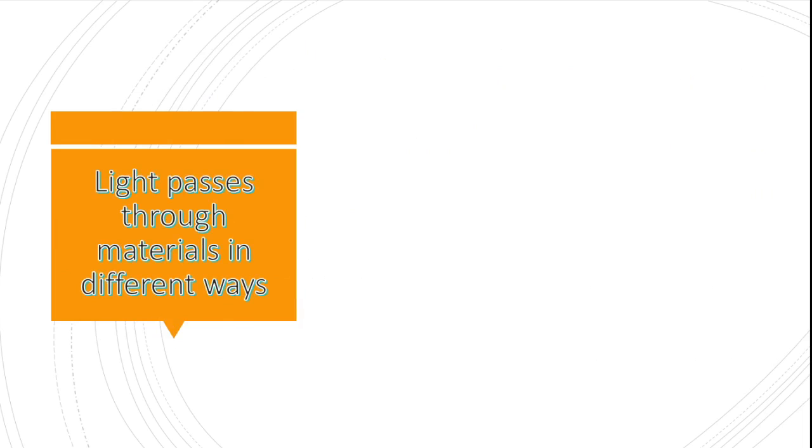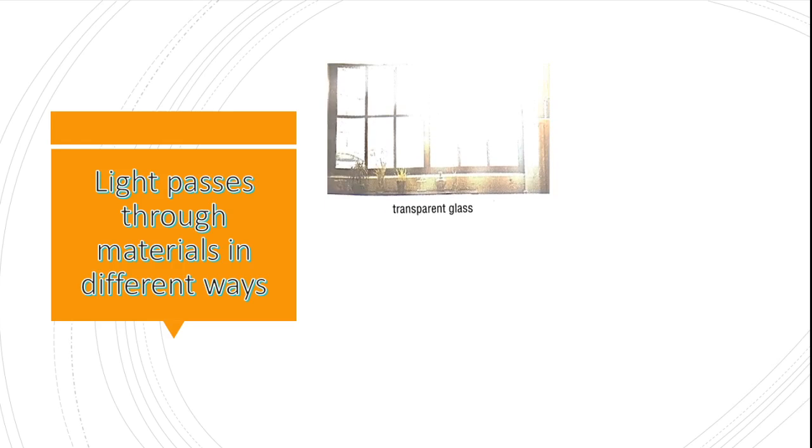Second, light passes through materials in different ways. How much light passes through an object is determined by the kind of material that the object is made of. First, we have transparent or clear materials. Common examples of objects made of transparent materials are glass windows, clear drinking glasses, water, and clear plastic.